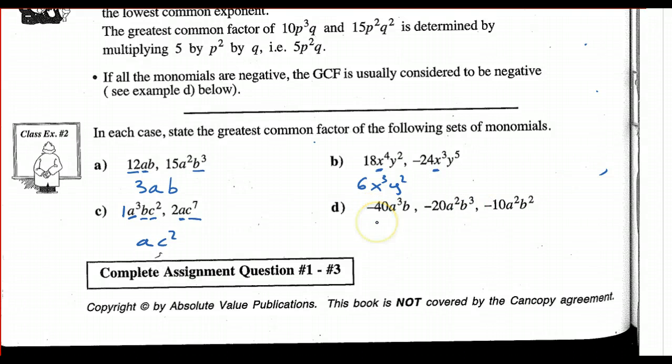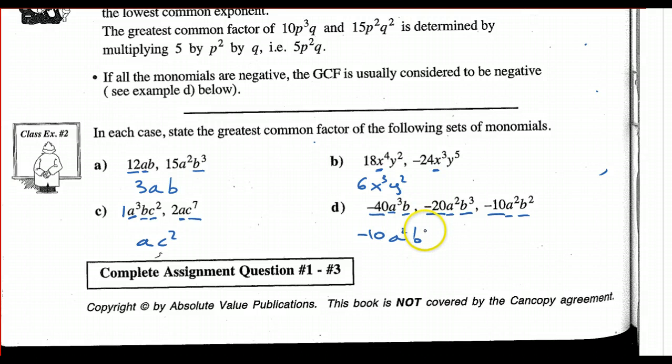I'm going to find out what's common to all 3 of them. Okay, so I have -40, -20, and -10. So the GCF is going to be -10. I have a cubed, a squared, so a squared is the highest number of a's I can grab. B, 3 b's and 2 b's, so b is the highest number of b's I can grab.